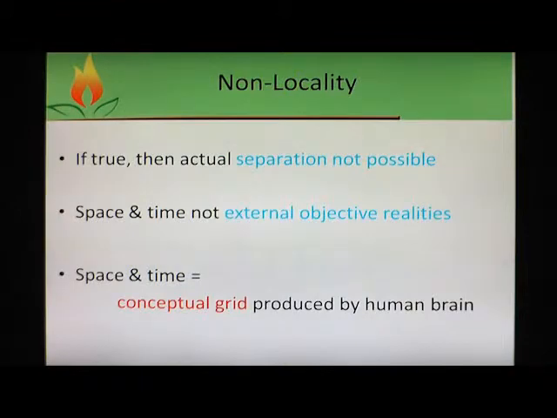It looks like it. So if it's true, if non-locality is true, then physical separation is not possible. So space and time are not external objective realities. And instead, we have to see them as a conceptual grid that we lay out on the experience of life. It allows us to make sense of our experience of life.